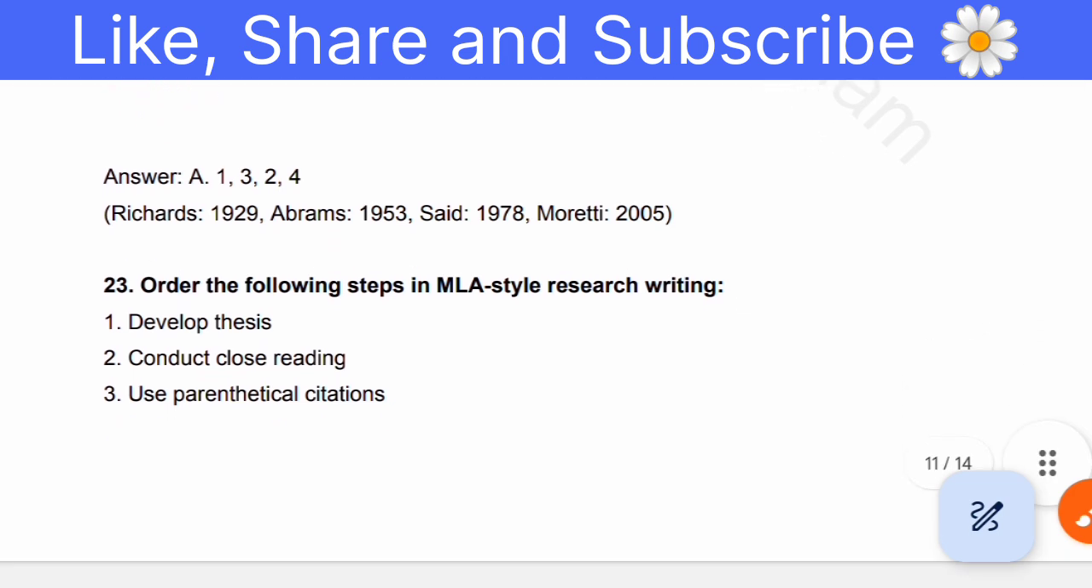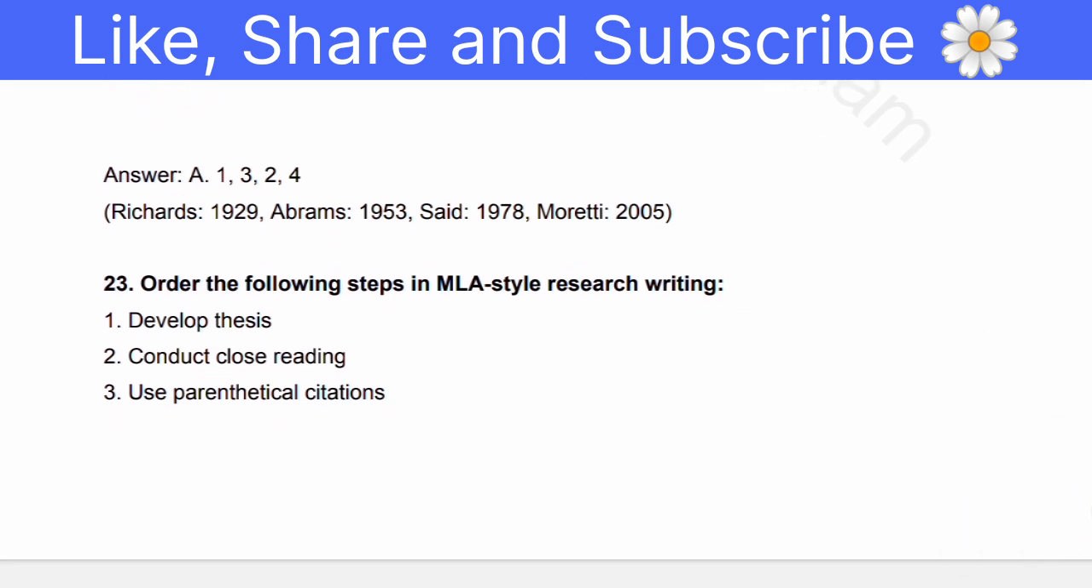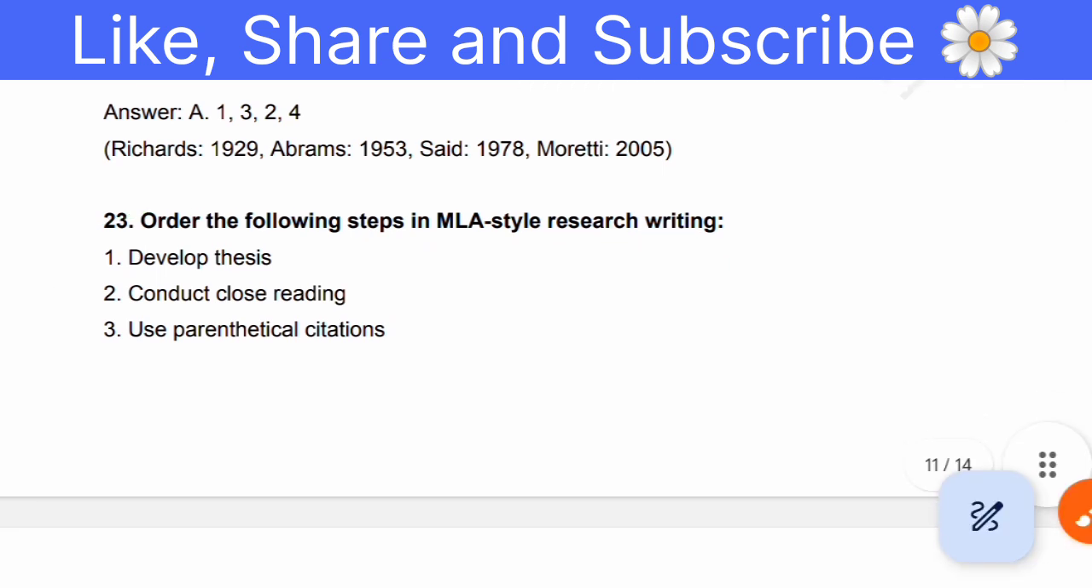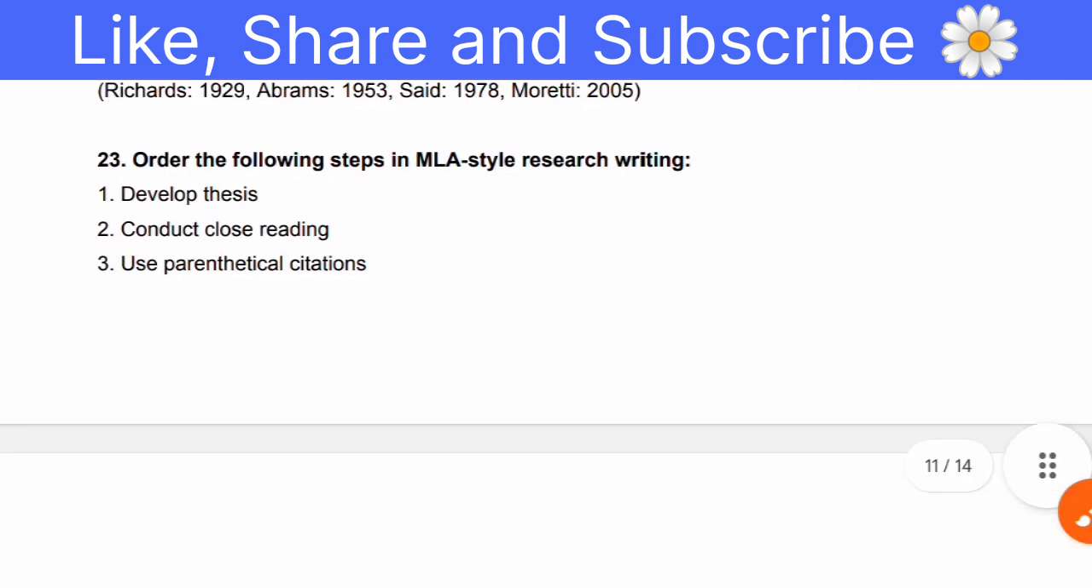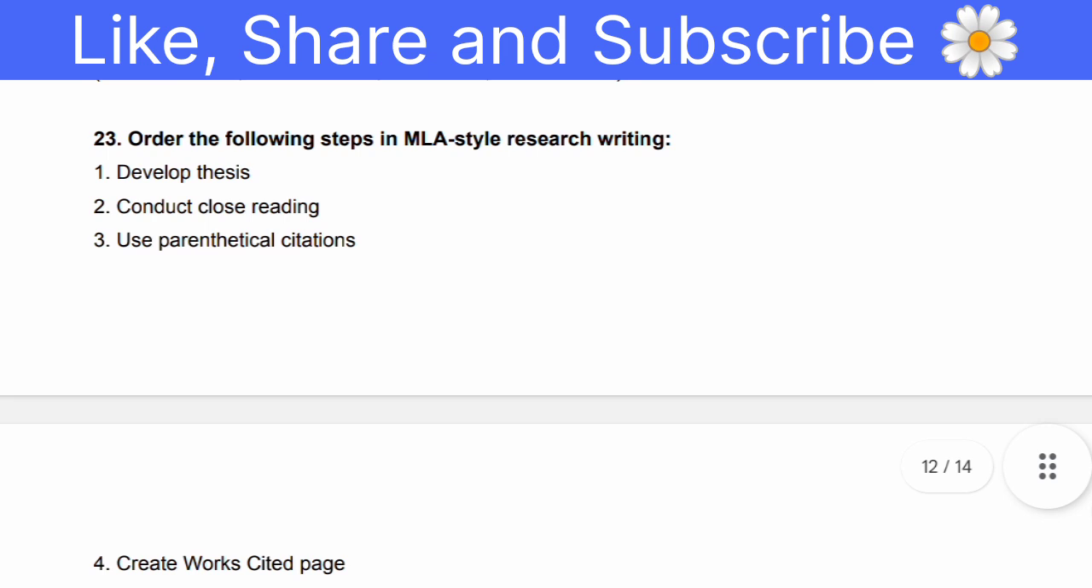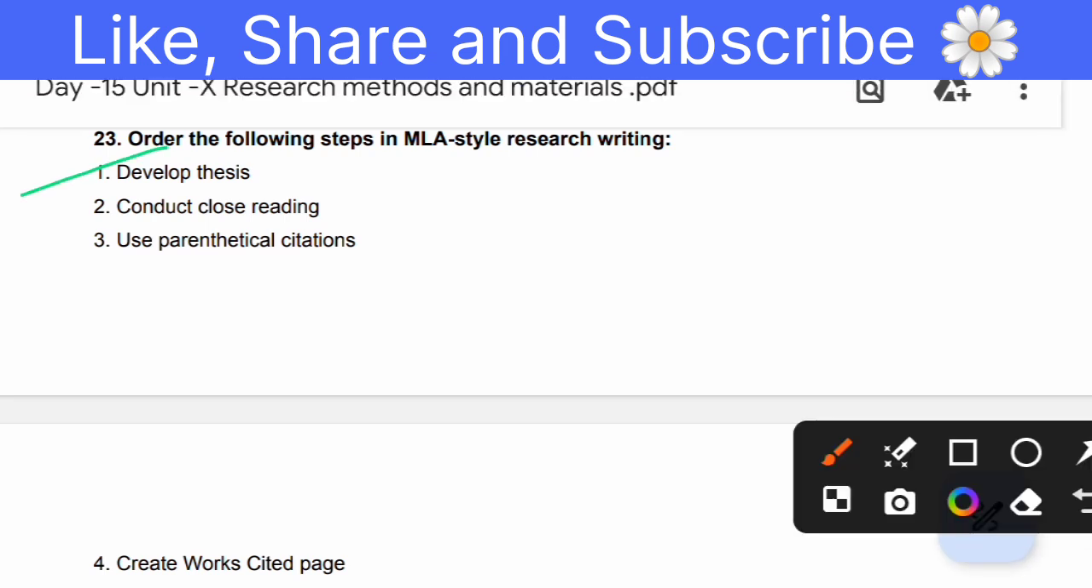Next question everybody. Order the following steps in MLA style research writing. We have to arrange them in a correct sequence. The four options, let me get on screen. Okay, is it visible now? So option 1 you have develop thesis, option 2 conduct close reading, option 3 use parenthetical citations and option 4 create works cited page. You have to arrange them in a correct sequence according to MLA style research writing. What would be the correct answer?